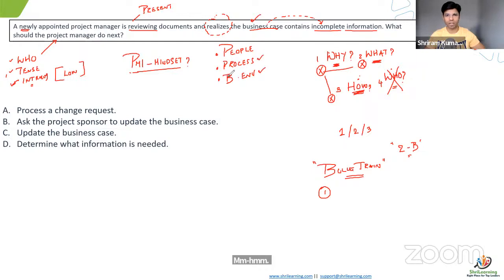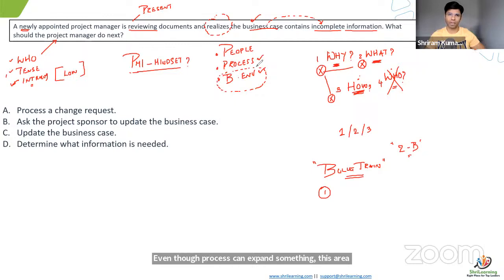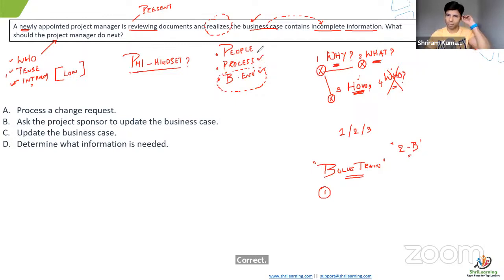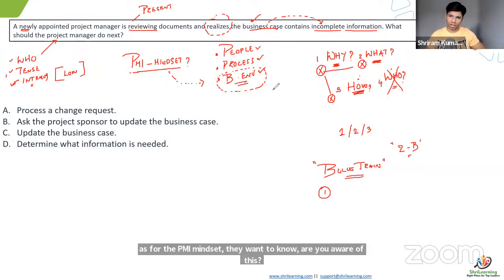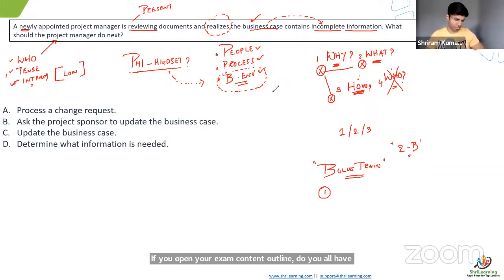Business environment. Even though process can explain something, this area explains a lot. I'm not denying that. People also will have some involvement, but this person is a very important person. So as per the PMI mindset, they want to know, are you aware of this? Do you all have the PDF copy of the exam content outline?